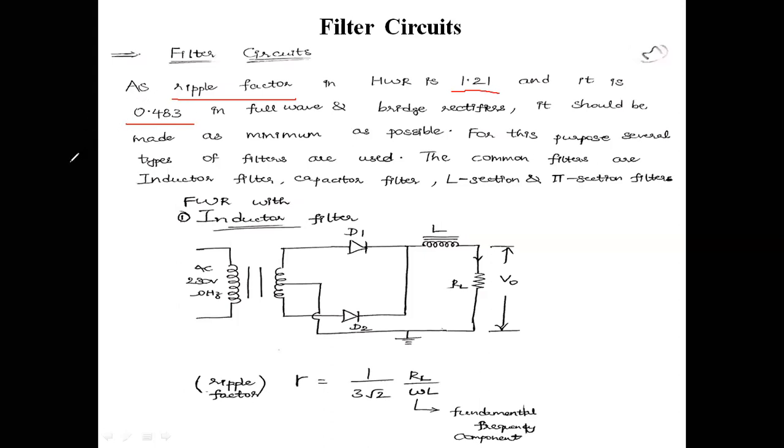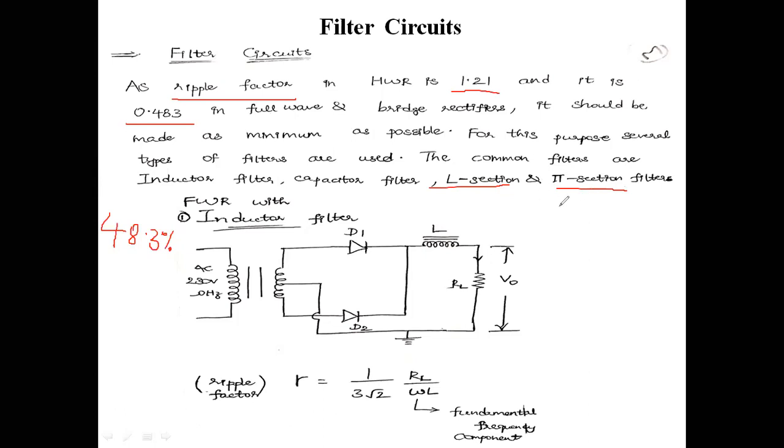This ripple factor in terms of percentages is 48.3%. That means we need to further reduce this ripple factor. To further reduce it, we are supposed to design more advanced filters. For this purpose, several types of filters are used. Those common filters are the inductor type of filter, capacitor type of filter, L section filter, and pi section filter.